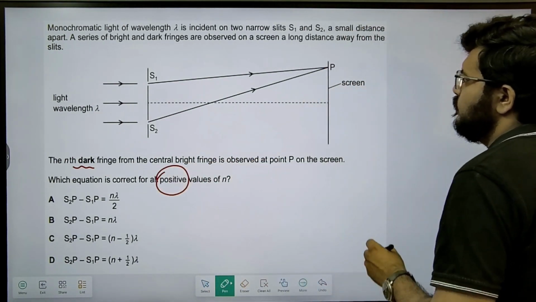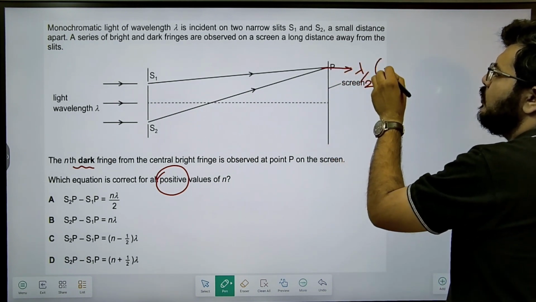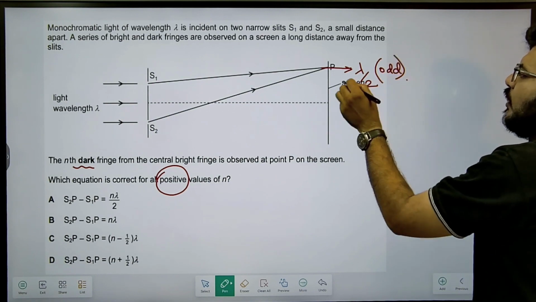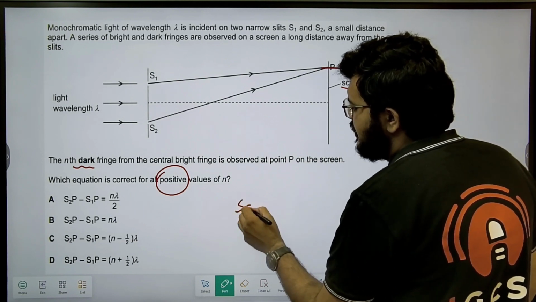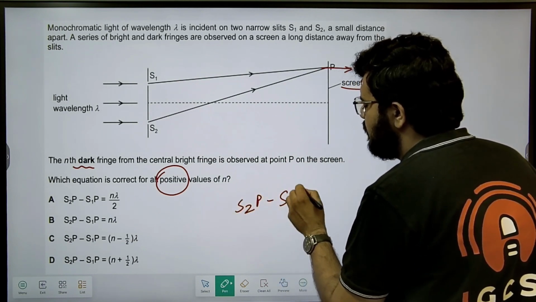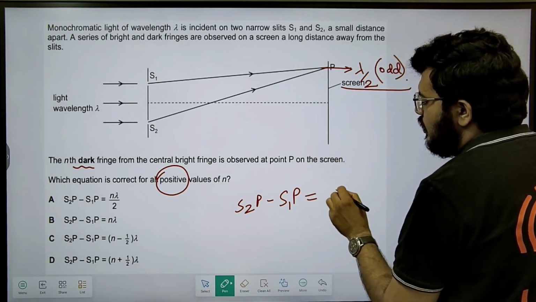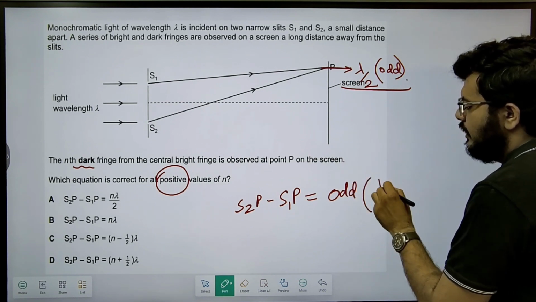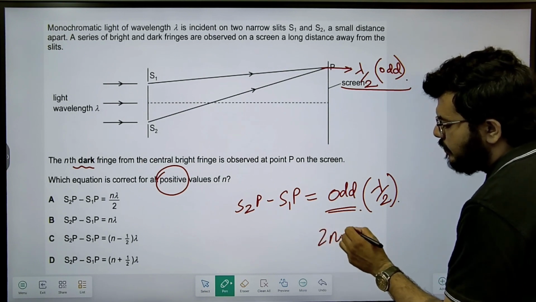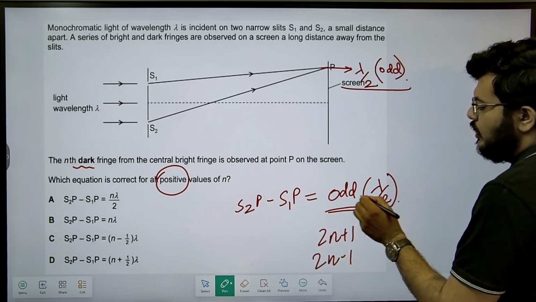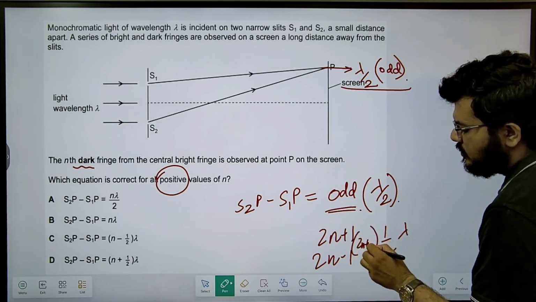Positive values. So what should happen if I want to have a dark fringe? It should be lambda by 2 into an odd number, right? An odd number into lambda by 2. How do I express that? I can say that S2P travels longer than S1P, and this should be an odd number multiplied by lambda by 2. How to find an odd number? I can say that an odd number is 2n plus 1 or 2n minus 1, so I take 1 by 2 into lambda into 2n plus 1 or minus 1.